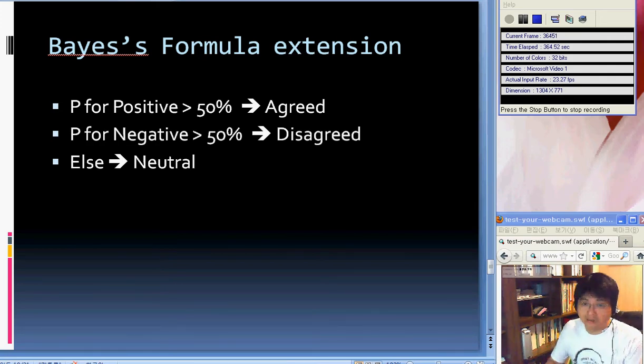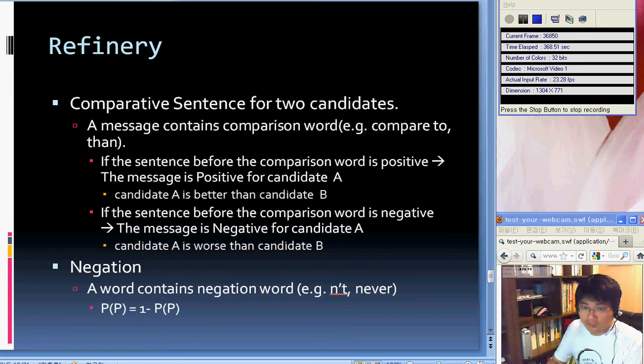And we need a refinery to compensate for the weaknesses of Bayes' formula. So we have two compensators. The first one is for the situation where one sentence has two candidates with comparison. If a message contains comparison words such as compared to or than, which can be differentiated by the POS tagger, and the sentence before the comparison word is positive, then the tweet is positive for A. If the sentence is negative, then the tweet is negative for A.